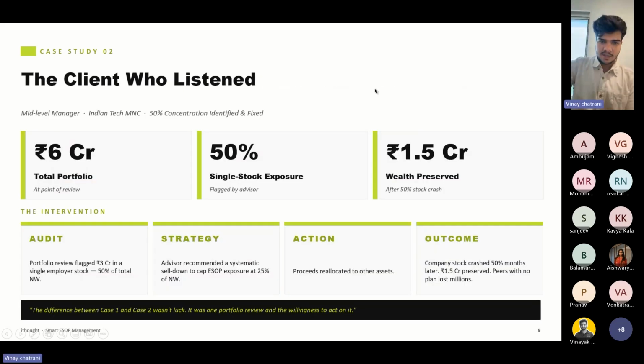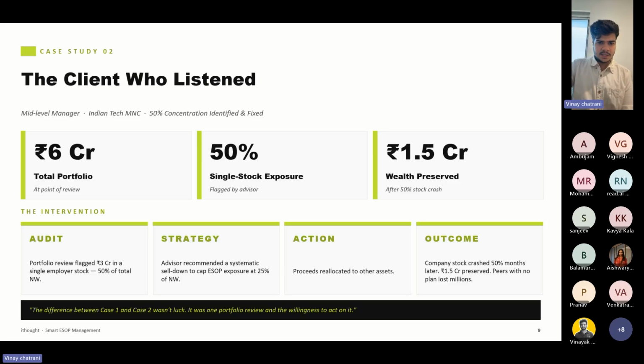Now, this is a case where we had a client who listened to our advice. His net worth was around 6 crores and 3 crores was kept in ESOPs. So 50% of his net worth was again tied to a single stock. We went through the company's financials, had a strategy team review it, and did an audit, and we told him that 50% is too much. You can reduce it to say 20 to 25%. The client understood the rationale and said, fair enough, I'll reduce it a bit. We slowly started reducing it and brought it down to 25%. The rest 25% we had diversified and invested in other instruments to make sure he's not too concentrated and things are not too risky for him.